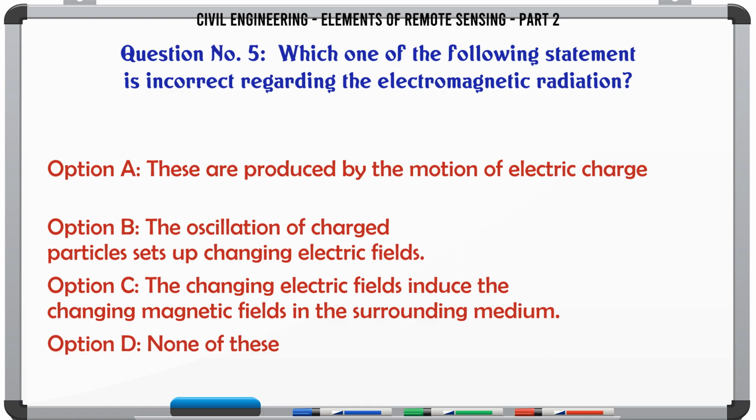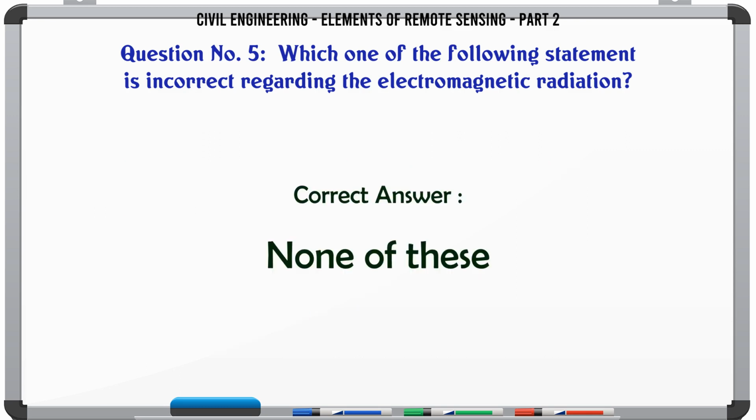Which one of the following statements is incorrect regarding the electromagnetic radiation? A. These are produced by the motion of electric charge. B. The oscillation of charged particles sets up changing electric fields. C. The changing electric fields induce the changing magnetic fields in the surrounding medium. D. None of these. The correct answer is none of these.